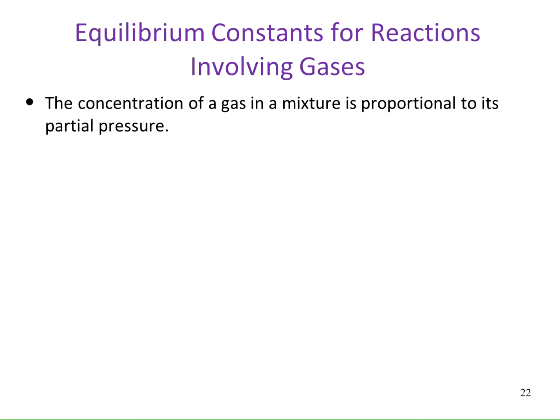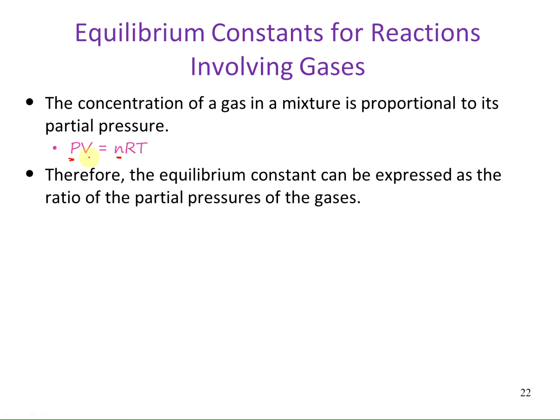Now we'd like to talk about equilibrium constants for reactions involving gases. The concentration of a gas in a mixture is proportional to its partial pressure. Remember, PV equals nRT. So if we're relating molarity and moles to the pressure, these are going to be proportional to each other. Therefore, the equilibrium constant can be expressed as the ratio of the partial pressures of the gases.